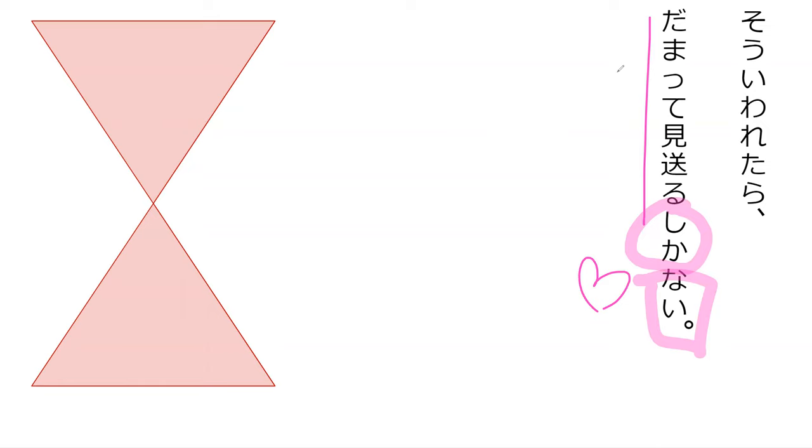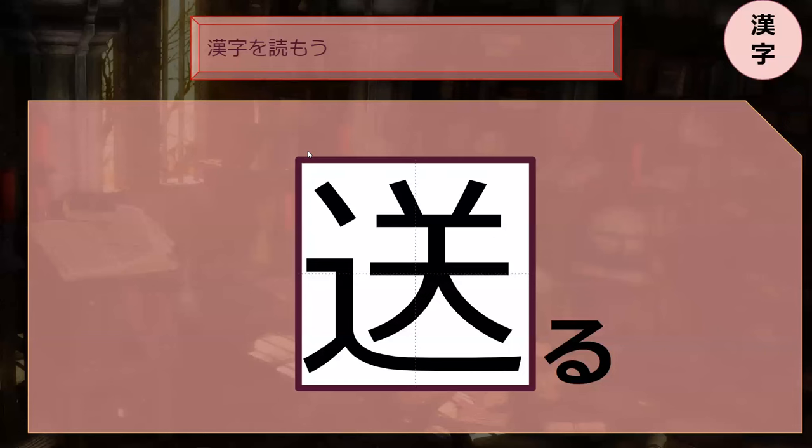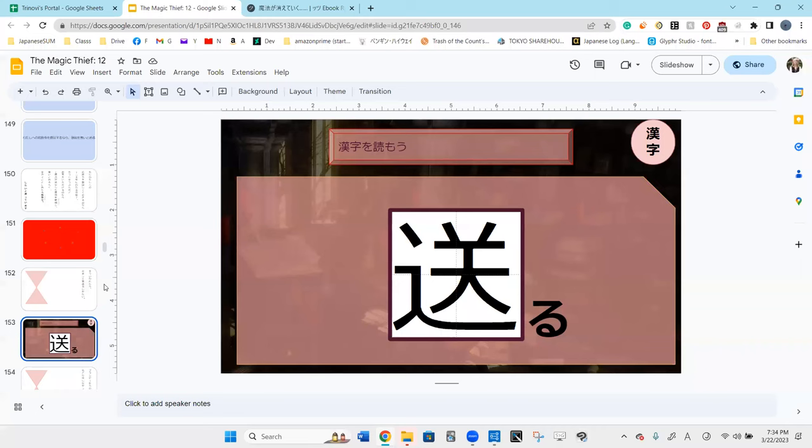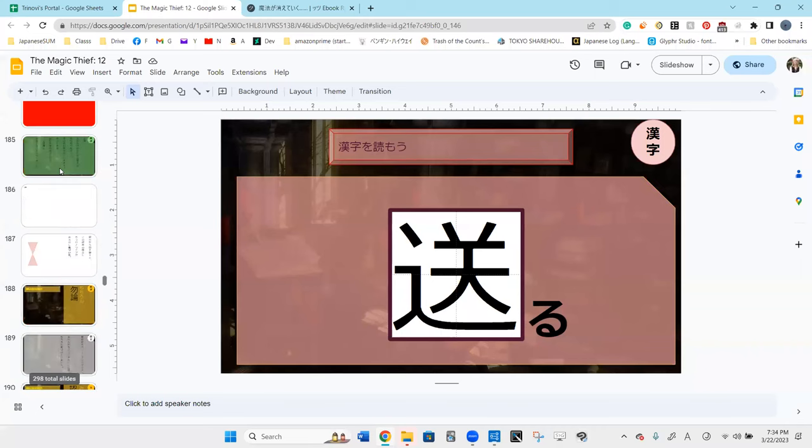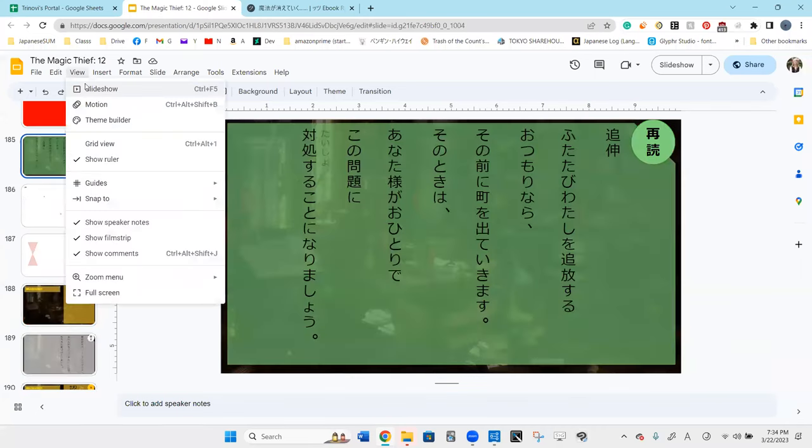Damatte is like quiet. Basically. Damatte, to stay quiet. Yes. And miokuru is to see off. Perfect, perfect. And I think we already read this section, so I was a little bit off from my red bubble, but that was a good refresher for you.